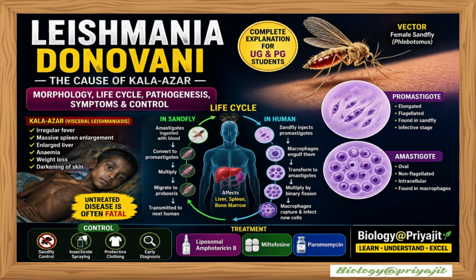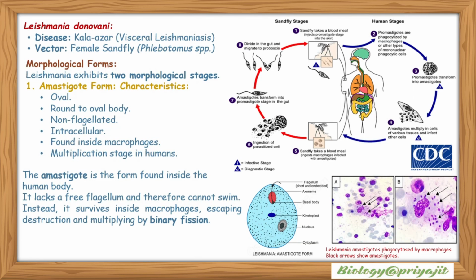Today's topic is Leishmania donovani, one of the most important protozoan parasites in medical parasitology, microbiology and zoology. This parasite basically causes Kala-azar, also known as Visceral Leishmaniasis, one of the most severe parasitic diseases affecting humans. In this lecture we shall discuss introduction, classification, disease and vector, morphology, life cycle, pathogenesis, clinical symptoms, diagnosis, control and treatment. So let's begin. Leishmania donovani, the disease is Kala-azar or visceral leishmaniasis.